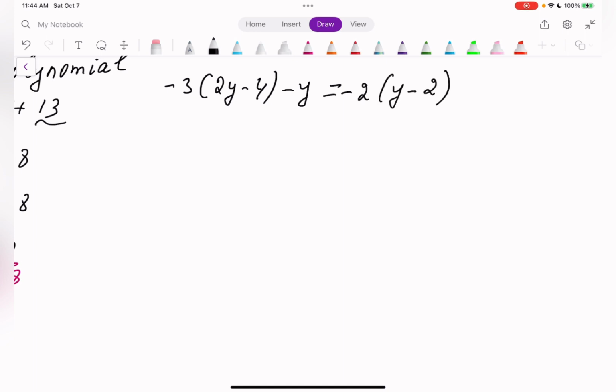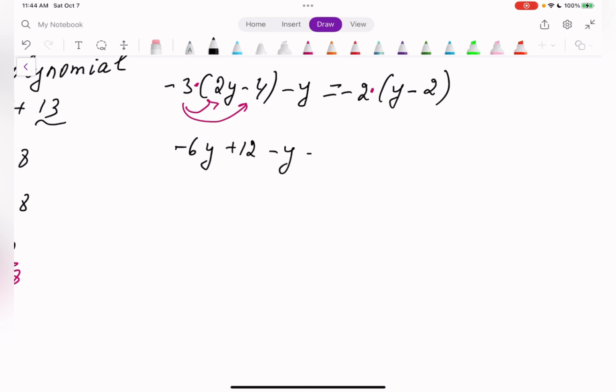So first thing I have to distribute this negative 3 in front of parentheses. That means negative 3 times (2y minus 4). We have to multiply by every single term in parentheses. So negative 3 times 2y is negative 6y. Negative 3 times negative 4 is plus 12.